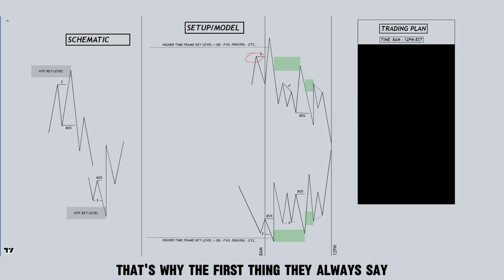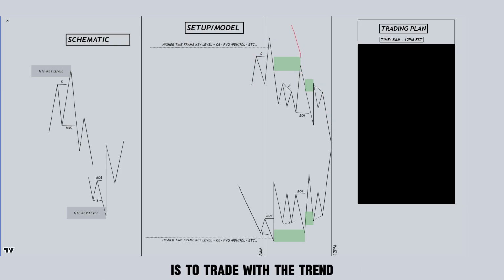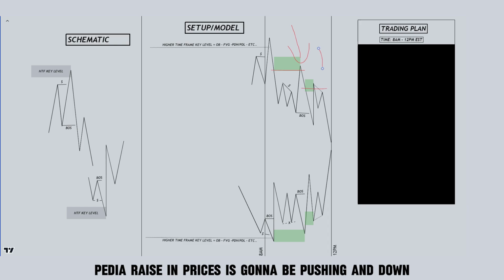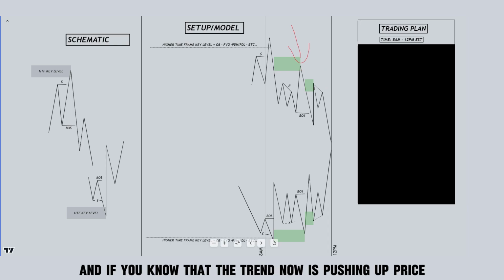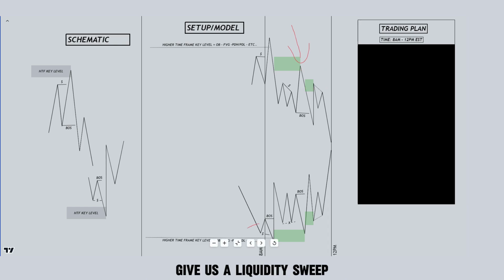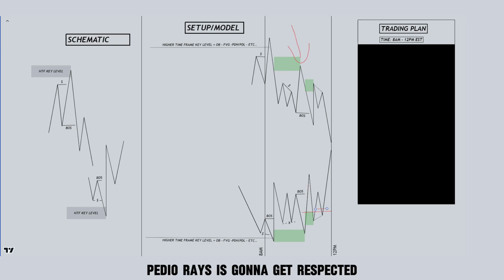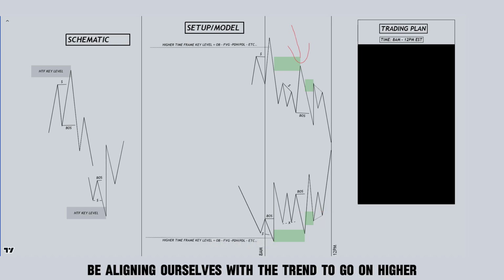That's why the first thing they always say is to trade with the trend. So if you know the trend is to go down, you're just going to be respecting all the bearish PD arrays, and price is just going to be pushing down. And if you know that the trend now is pushing up, price gives us a liquidity sweep inside of a higher time frame key level and then gives us a break of structure, we know that price wants to push up. So we know that all the bullish PD arrays are going to get respected. So we're just going to be aligning ourselves with the trend to go higher.